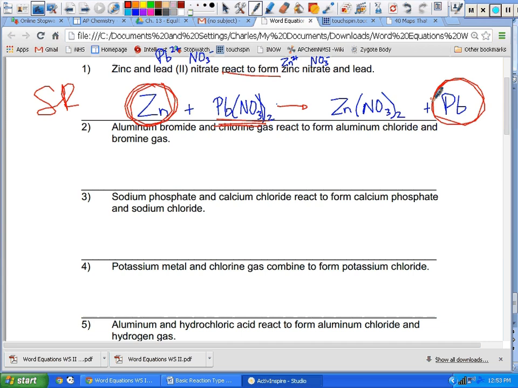How will we know if zinc can even replace lead? If it's above or below? Got to be above. Is zinc above lead? So yes, this one will work.